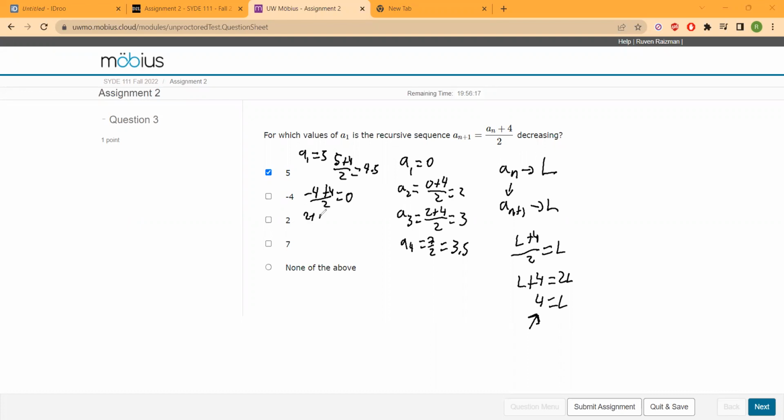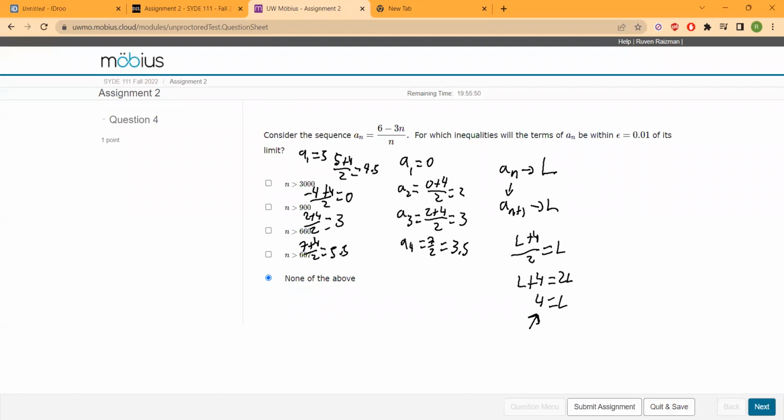Same thing with 2. If we get (2 + 4)/2, it's going to be 3. 3 needs to increase to reach 4, so therefore it's going to be increasing. And if it's 7, we're going to get (7 + 4)/2, which is equal to 5.5. And 5.5 needs to decrease to reach 4. So therefore it's going to be a decreasing function. Check. And that's how this question works.